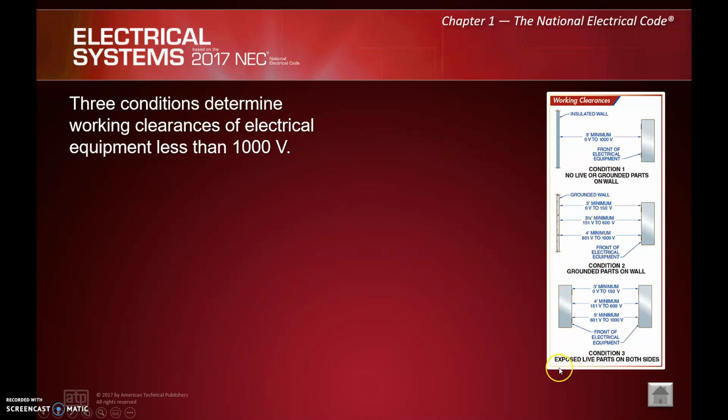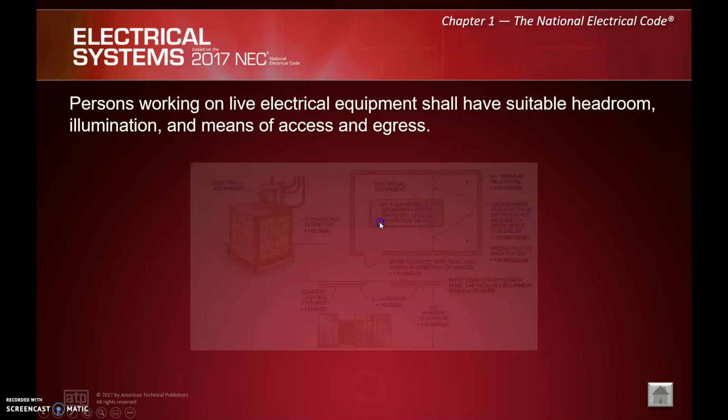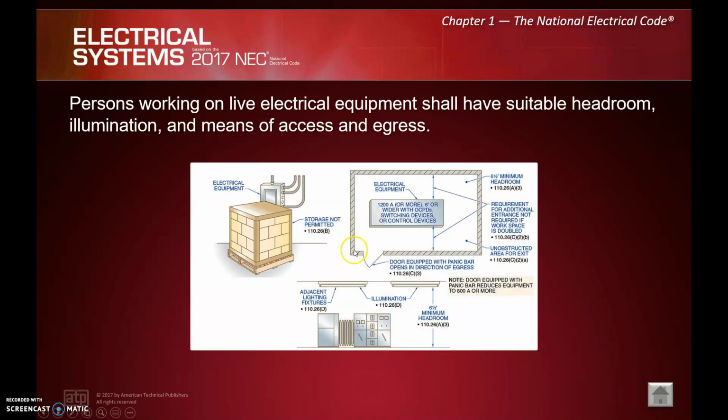And then exposed live parts on both walls. Again, if you're above 600 volts is when we see a really big difference. But on the 0 volts to 150 volts to ground side, we're kind of stuck in that 3 foot all around. That's a good rule to live by there. Some more on the clearances here. Again, now they're getting into some vertical clearances.